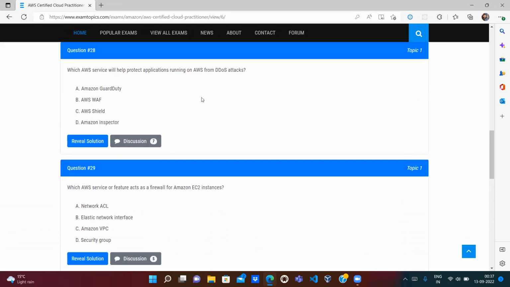Okay, so question number 20. Which AWS service will help protect applications using AWS from DDoS attacks? So this we already covered, that is AWS Shield.